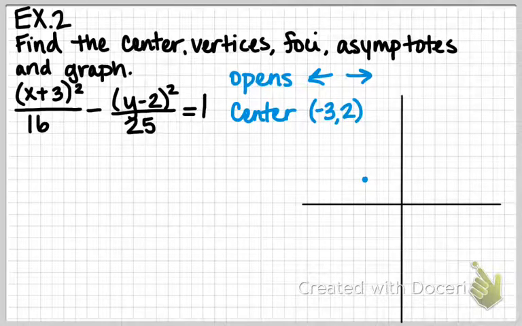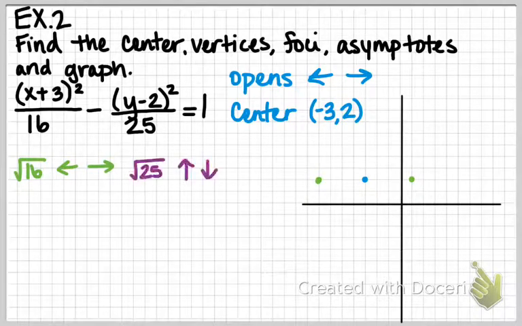I'm going to start by taking the square root of the number underneath x, and I know to go that many spaces left and right. So I'm going to go 4 spaces left and right. Take the square root of 25, and I'll go that many spaces up and down, so 5 spaces up and down. And we're not drawing an ellipse, we're drawing in a rectangle that will be a guide for our asymptotes.